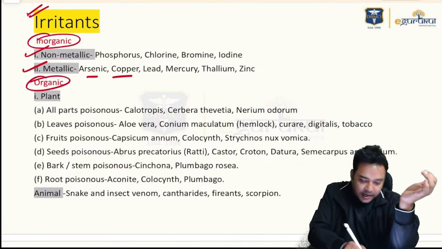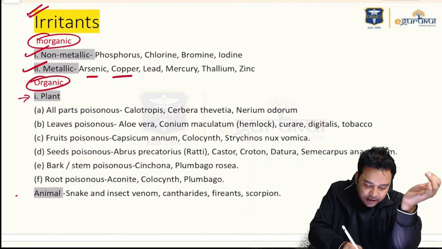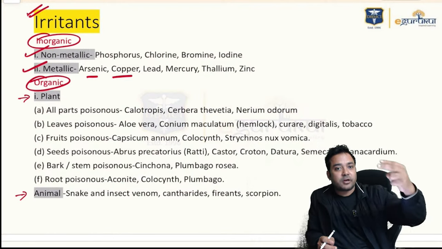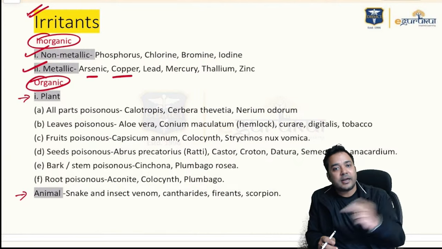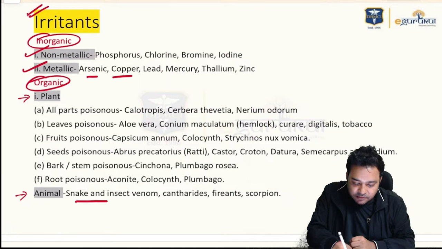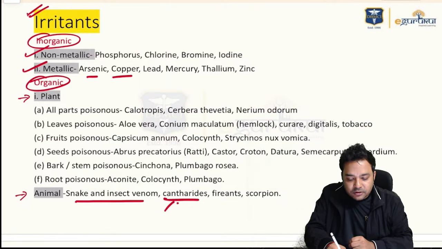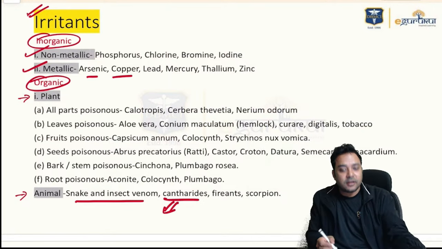ठीक है, ऑर्गेनिक में फिर प्लांट पॉइजंस होते हैं एंड एनिमल पॉइजंस होते हैं. सो इरिटेंट्स आर इनऑर्गेनिक एंड ऑर्गेनिक इरिटेंट्स. इनऑर्गेनिक में मेटालिक, नॉन मेटालिक. ऑर्गेनिक में प्लांट, एनिमल. एनिमल में स्नेक एंड इंसेक्ट वेनम. कैंथोराइड्स याद रख लो, कैंथोराइड्स विच इज ऑल्सो कॉल्ड स्पेनिश फ्लाई और ब्लिस्टर बीटल. स्कॉर्पियन भी याद रखो.